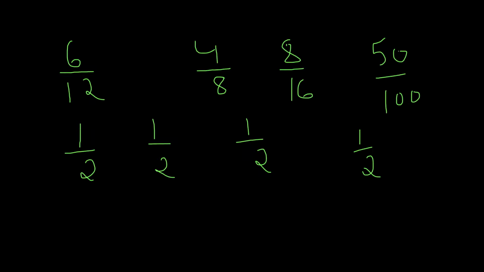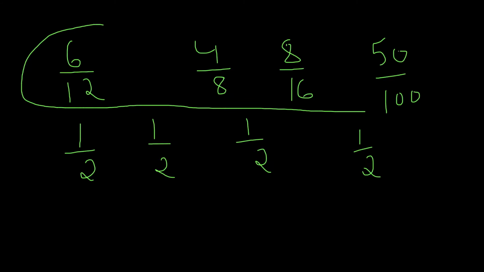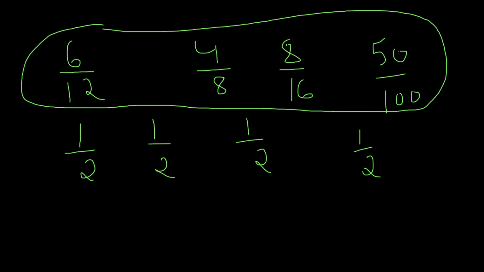So equivalent fractions means two or more fractions having the same value or representing the same part of a whole are called equivalent fractions. So 6 upon 12 means 1 upon 2, 4 upon 8 is 1 upon 2, 8 upon 16 is 1 upon 2, 50 upon 100 again is 1 upon 2. Fractions 6 upon 12, 4 upon 8, 8 upon 16, 50 upon 100 are all examples of equivalent fractions.